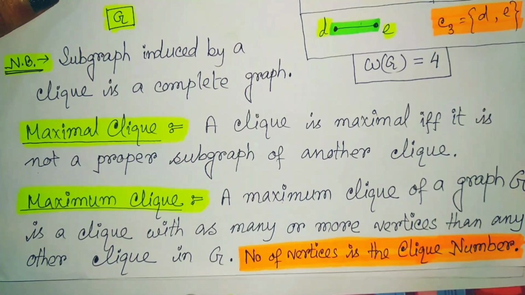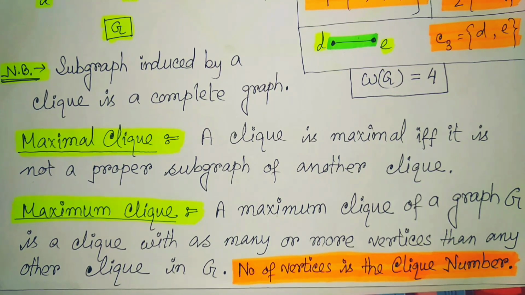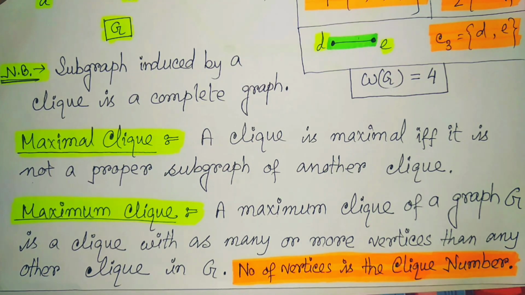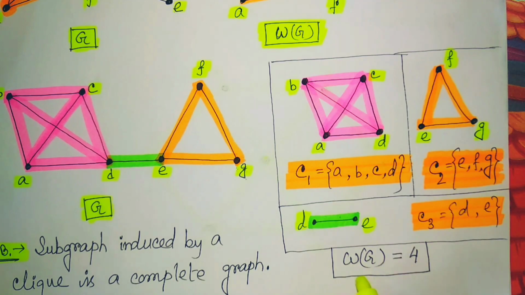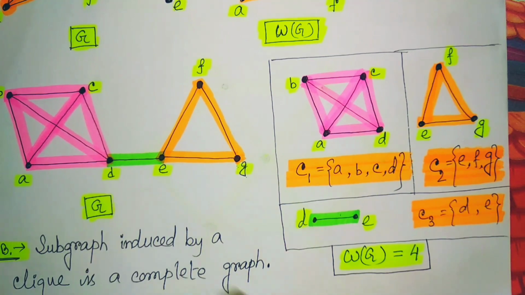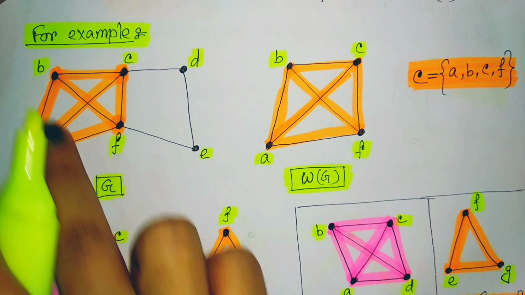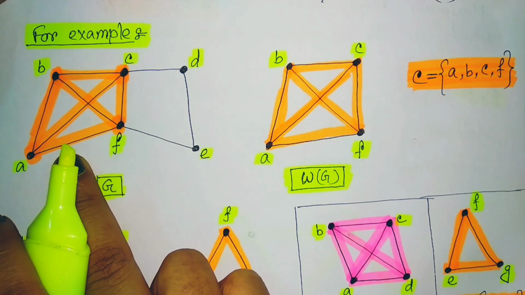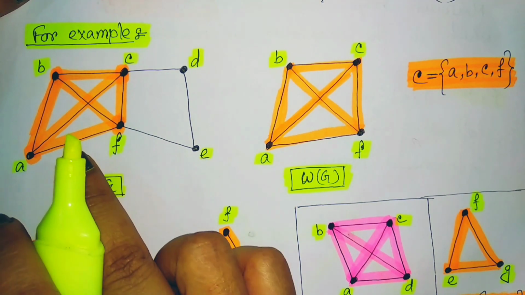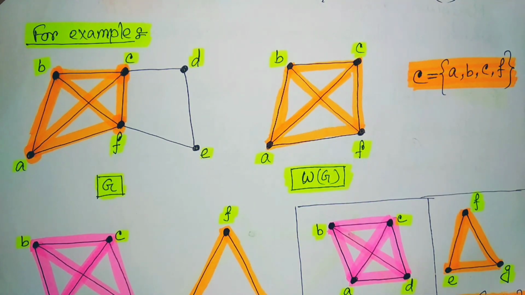So first of all, we should find the maximum clique. After finding the maximum clique, we find how many vertices are there in it. That particular number is called the clique number. For this given graph, the clique number, which is denoted by omega G, is 4. For this one, the clique number is again 4, because this is the largest clique or the maximum clique, and definitely it is maximal also. So here the clique number is again 4.